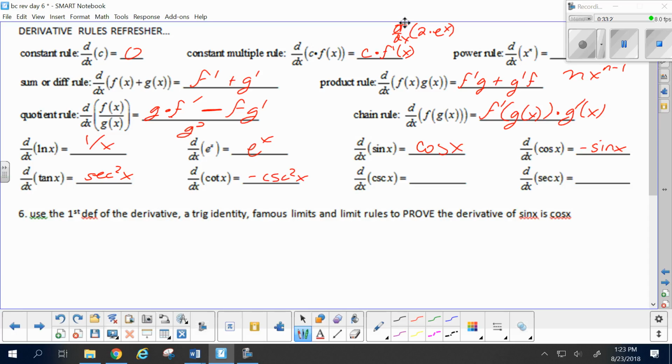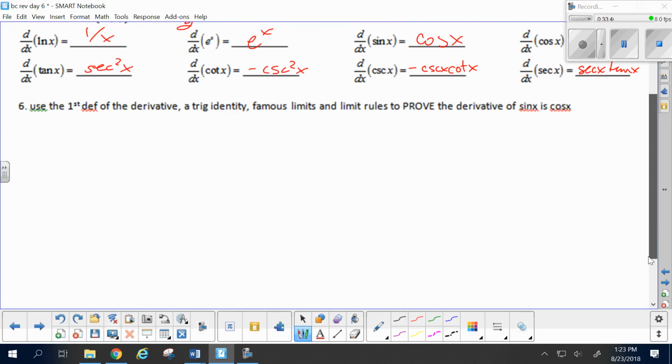Derivative of cosecant? Negative cosecant cotangent. And derivative of secant, secant tangent. Okay, get those back in your brain. I know you knew them last year.